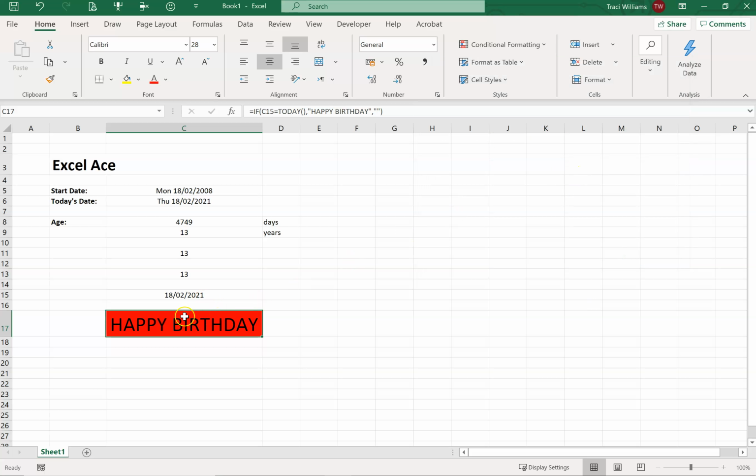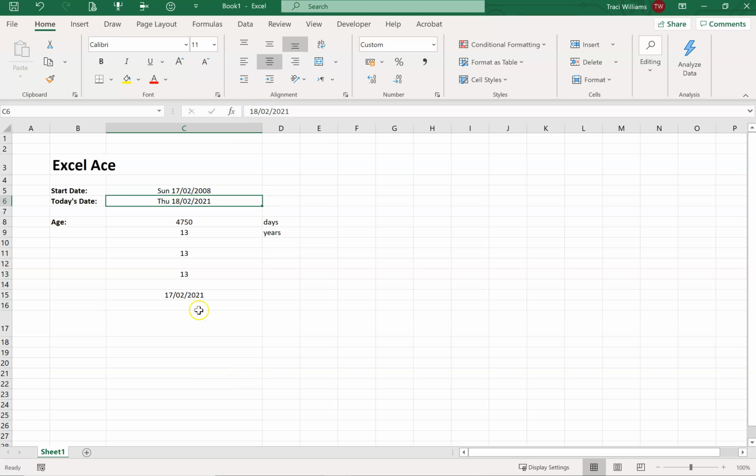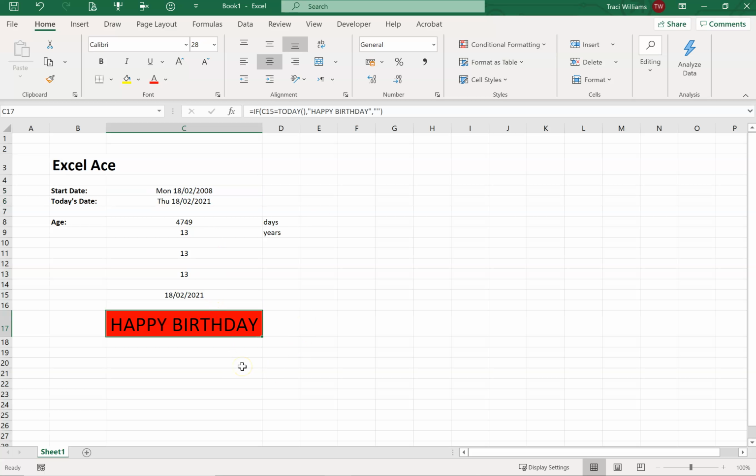Okay, so this is all connected now. If I was to change this cell here to the 17th, which is yesterday, then that cell calculates the 17th of Feb, and this IF formula returns nothing because that isn't the same as today. And then the red colour disappears as well. As soon as I change that to the 18th, then it all works. It says happy birthday, it puts a colour in, and we're all happy.